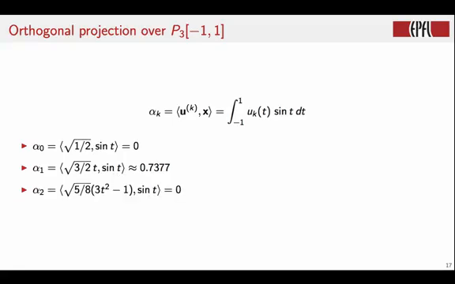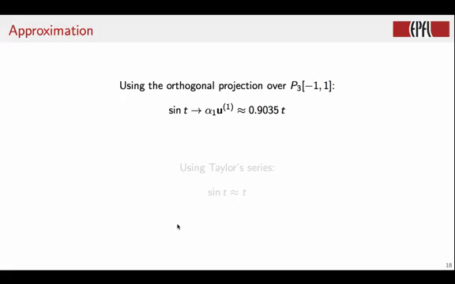The last coefficient is the inner product between the second degree Legendre polynomial and sine of t. Now, we could compute this, but it's enough to see that we're computing the integral of the product between an antisymmetric function and a symmetric function. Remember, the second degree Legendre polynomial is a parabola like this. So the product will be an antisymmetric function, and the integral over a symmetric interval will be equal to 0. So finally, the orthogonal projection of sine of t over P3 of minus 1, 1 consists of only one term, alpha 1 times u1.